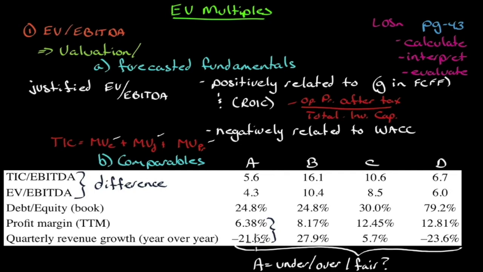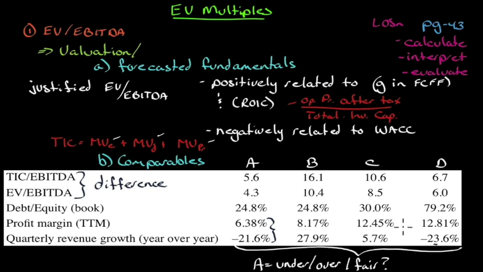Negative 21% quarterly revenue growth, negative 23. So they're almost tied there. But D has much higher margins. So it's not that much higher, 4.3 to 6. We get the big jumps at the 8.5 and 10.4. But when you're looking at all of these, they appear to be justified.